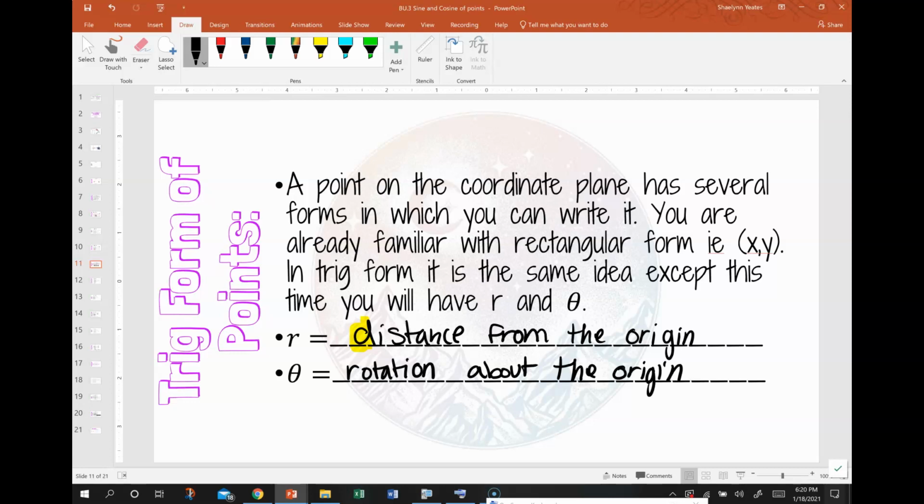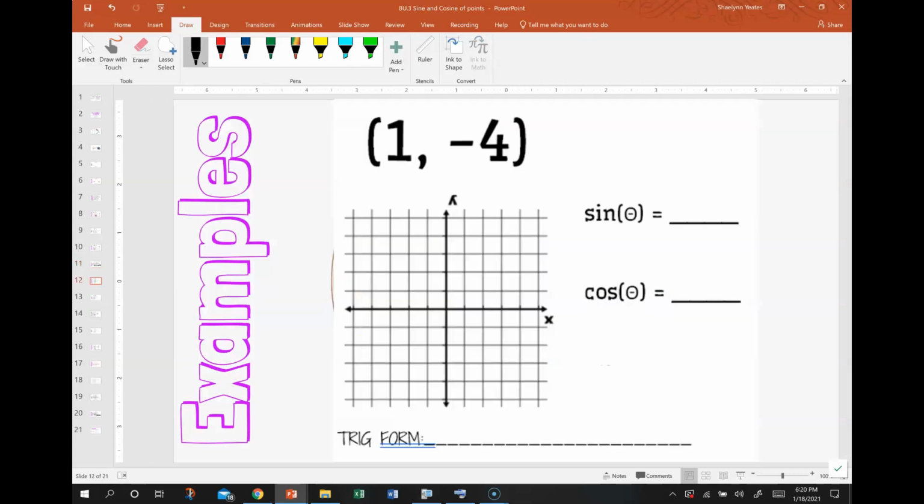Okay, we find r by using Pythagorean theorem. And we find theta by using inverse tangent. Inverse tangent of your opposite over adjacent. Your opposite will always be your y values, and your adjacent will always be your x values. Okay?